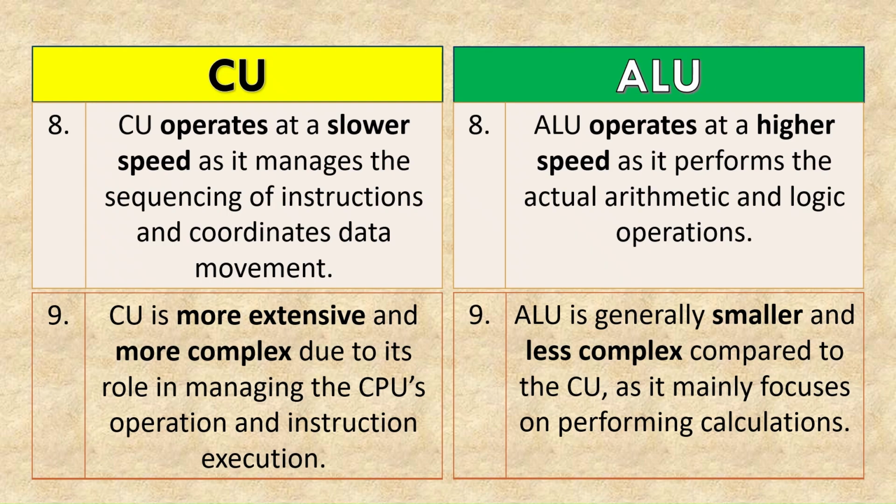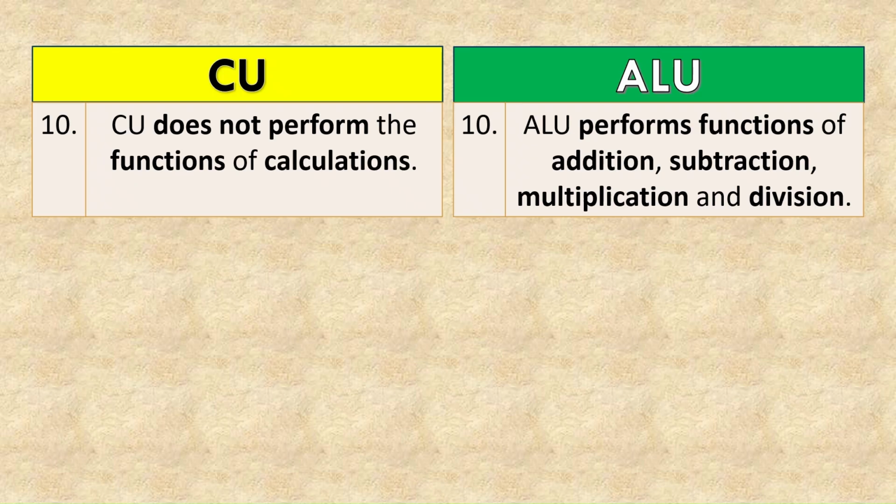CU is more extensive and more complex due to its role in managing the CPU's operation and instruction execution. ALU is generally smaller and less complex compared to the CU, as it mainly focuses on performing calculations. CU does not perform the functions of calculations. ALU performs functions of addition, subtraction, multiplication, and division.